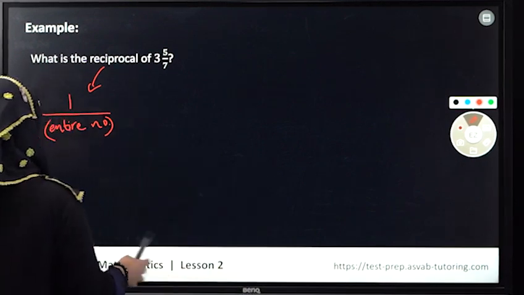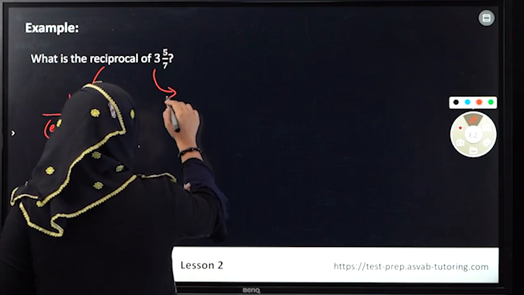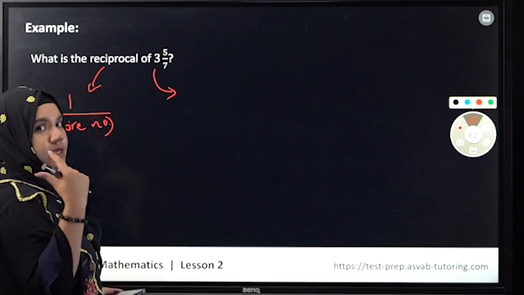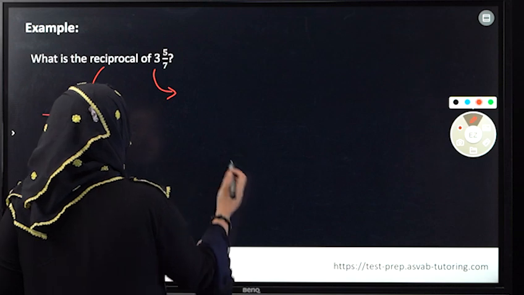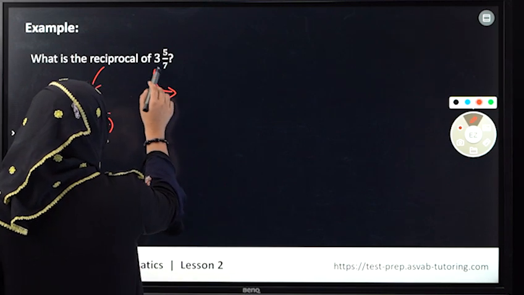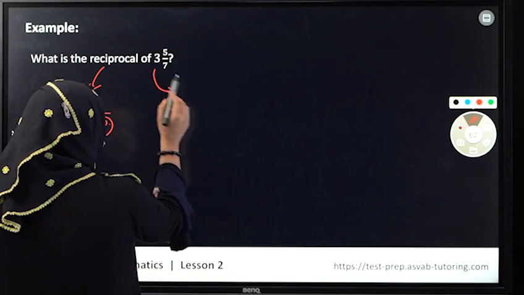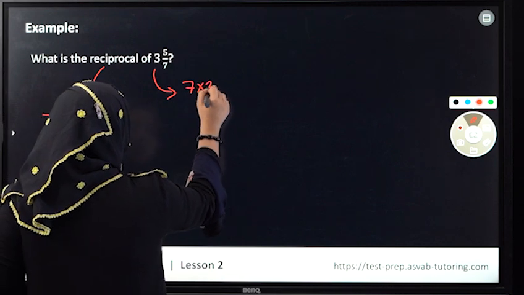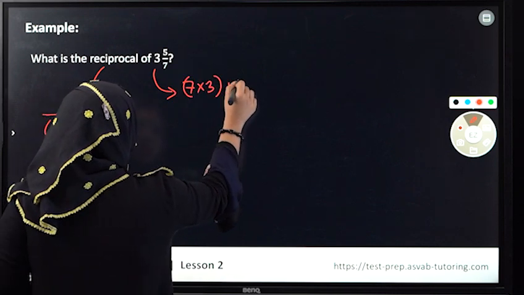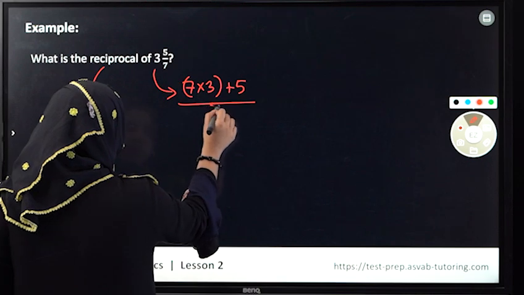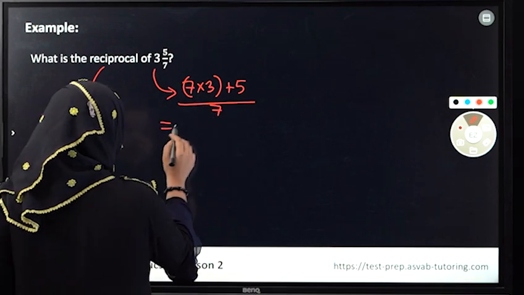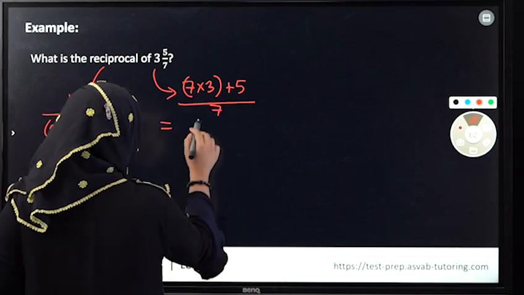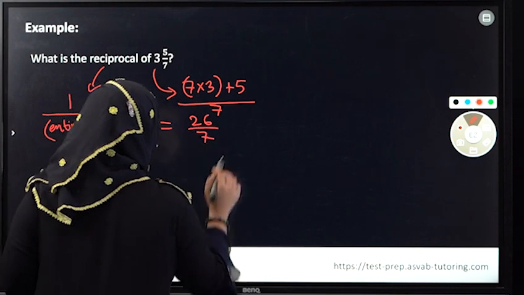So first of all, because we have 3 and 5 over 7, we need to convert from a mixed number to an improper fraction. How do we do that? To do that, we need to multiply 7 times 3 first, then you add the numerator, and you keep the denominator as it is. So 7 times 3 is 21, 21 plus 5 is 26 over 7.